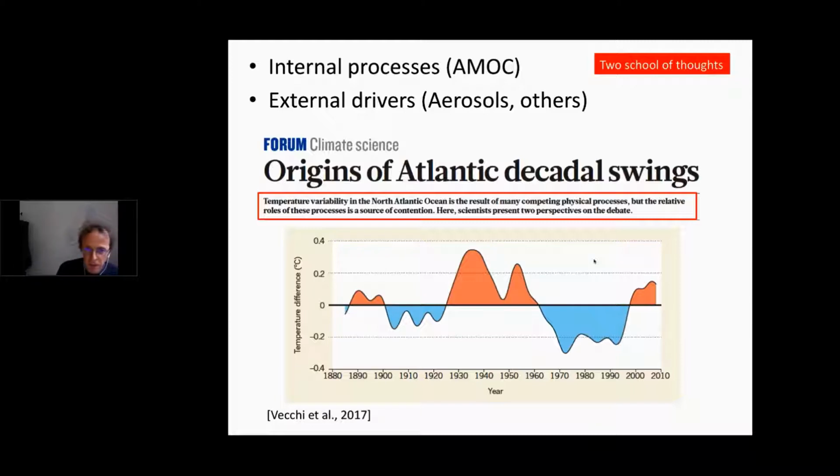So currently we have these two branches in the community, and it is important to remark that they do not necessarily exclude each other. It might well be that these two patterns, or these two factors, are active at the same time and are both important, but probably they are active in different phases of this cycle or this variability signal.